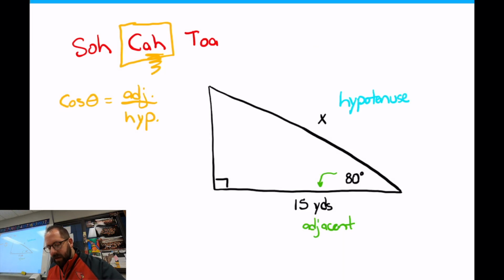Cosine of 80. The cosine of 80 degrees is the adjacent, 15 yards, over x, and we have to solve. Now, let's talk through this, and then we'll type it in calculators.